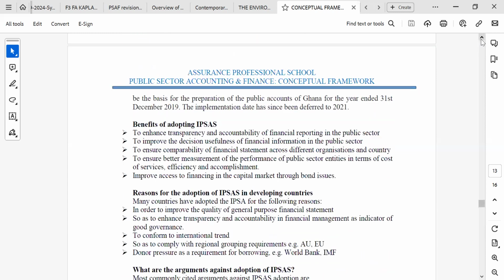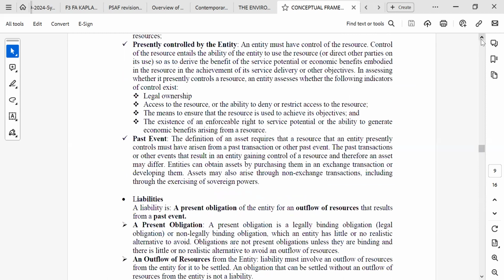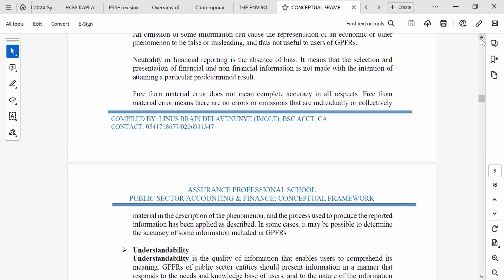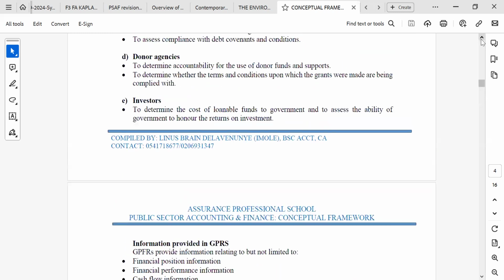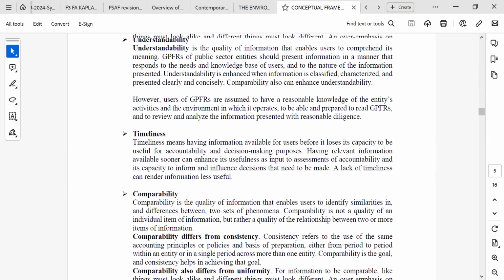Okay, let's make reference to that. Let's come here. The conceptual framework regards the resource providers and their representatives and the service recipients and their representatives as primary users of what? This is the place here. So you can see that it's only this place that they have examined, for 4 marks or 3 marks. All right, so let's move on to another issue.